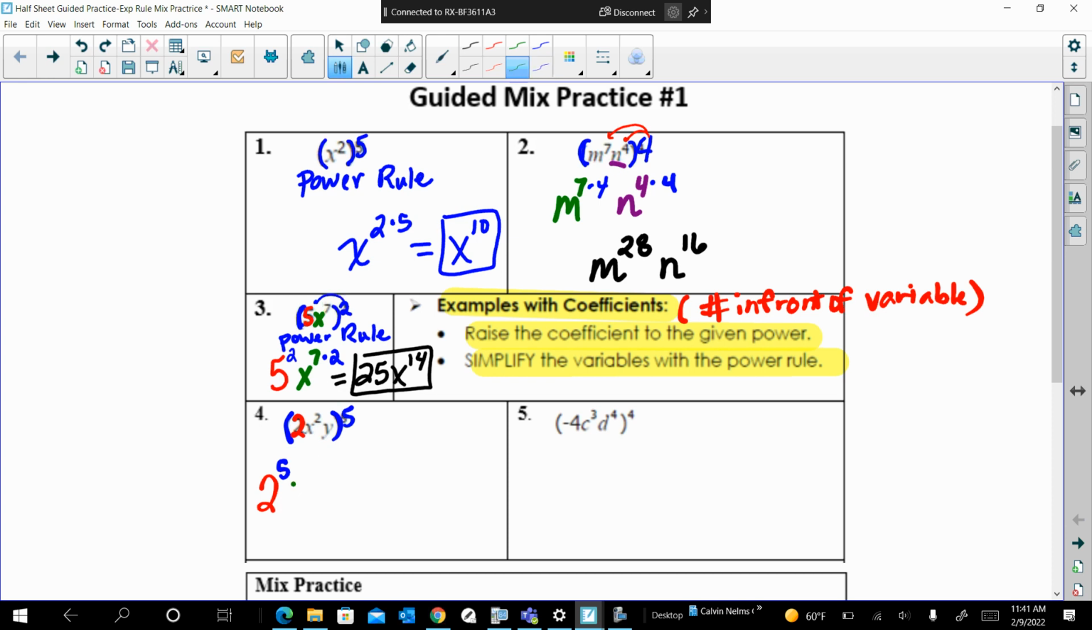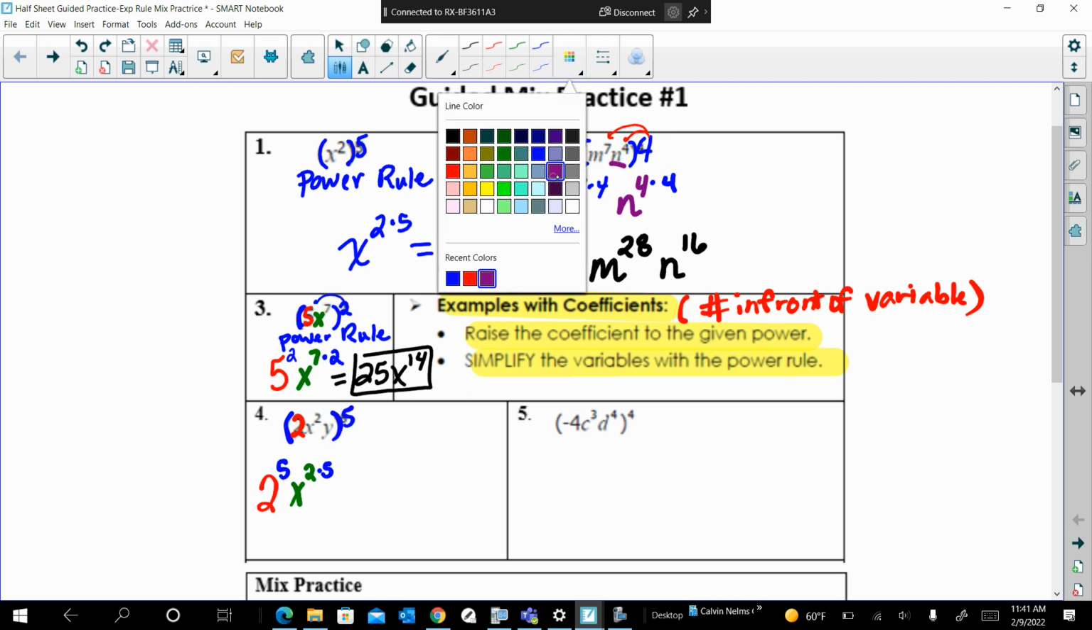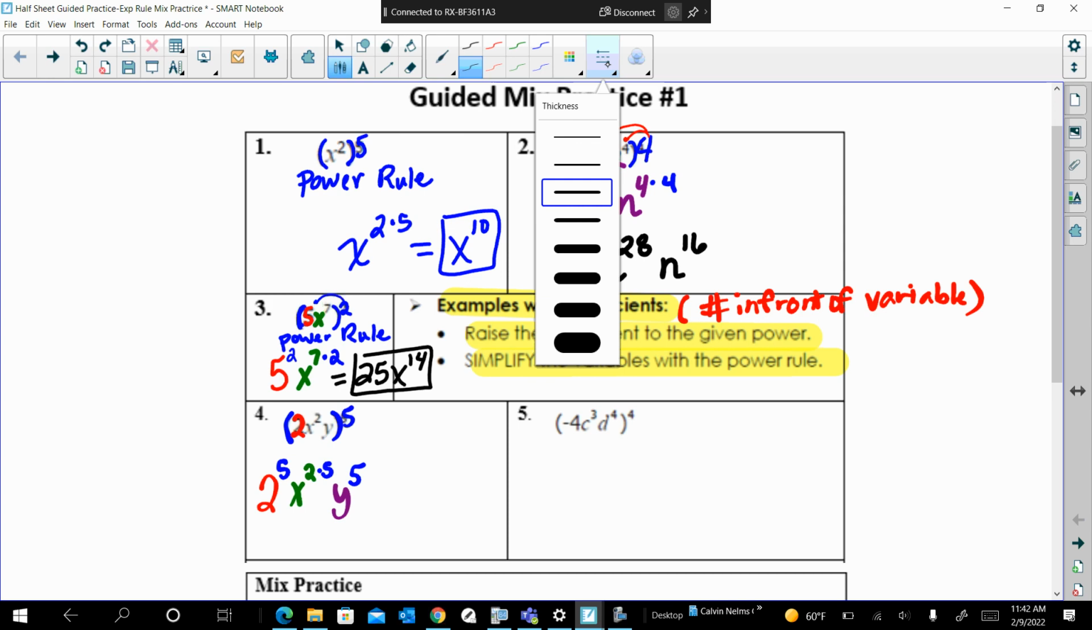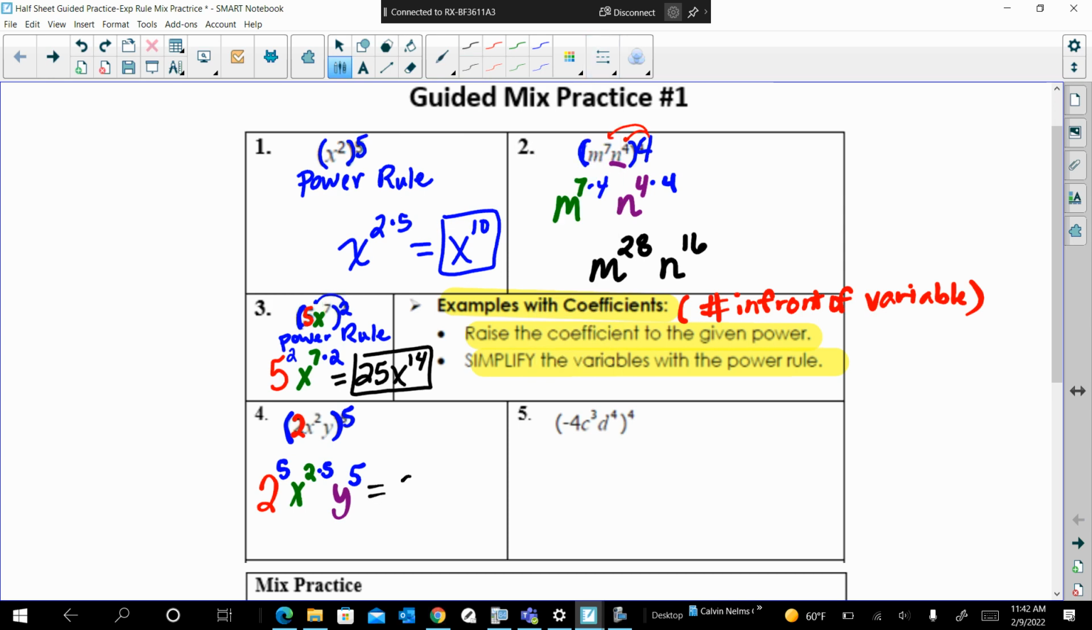The x squared, we do times 5. And the y, which is the next variable, doesn't have an exponent, so we raise it to that power. So the y now has a power of 5. Now we simplify this. What's 2 to the 5th power? Yeah. So this comes out to be 32 x to the 10th power, y to the 5th power.